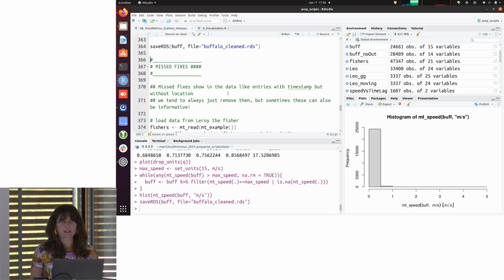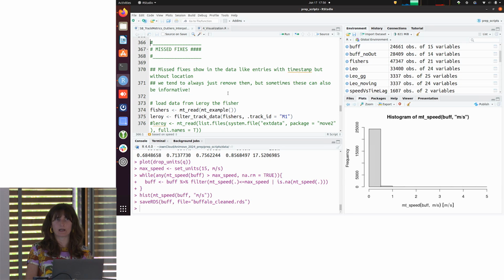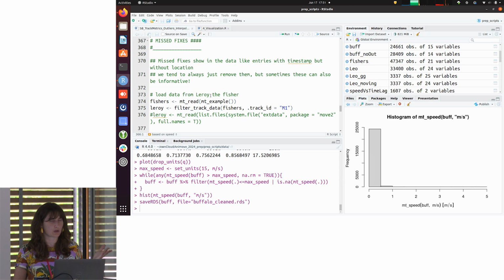Okay, we talked about missed fixes earlier, and this is basically when, again, your device is scheduled to collect data every 10 minutes. At some point, the animal goes into its den, or it's a forest animal, and there is a lot of forest coverage. The device doesn't get enough satellites to actually find the location, and so you have empty locations in the best cases, or 0 in the worst cases, but usually empty locations. So they can be informative. We tend to just drop them in most cases. Again, it depends on the question.